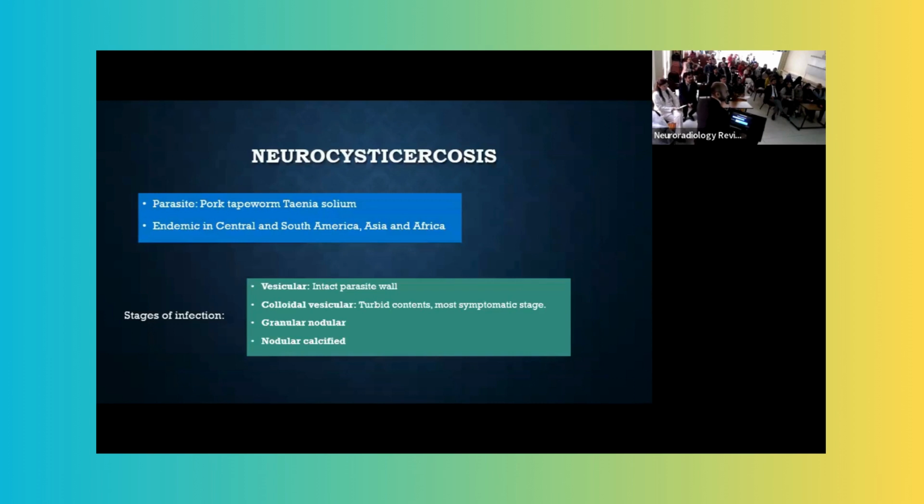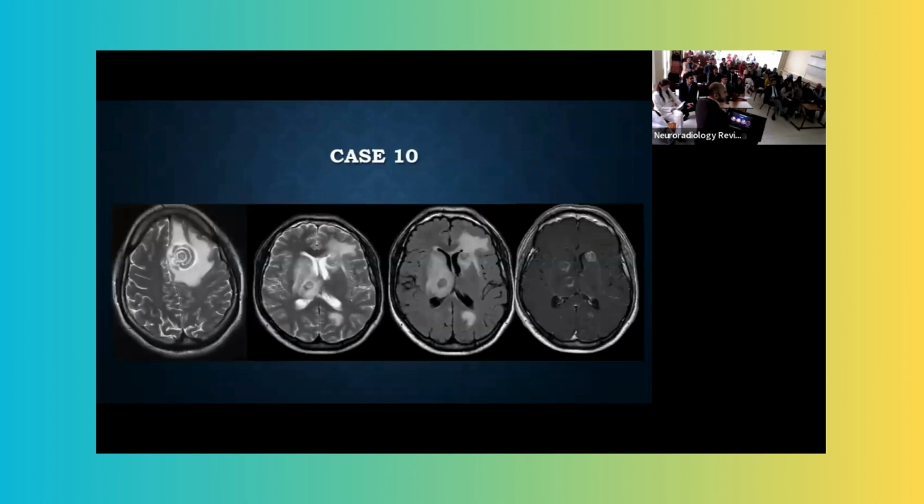So these are the stages, okay? The colloidal vesicular form is the most important one, if you remember that. This is where the parasite dies, and the brain starts causing reaction around it, okay? And then we get the edema and the enhancement and a turbid, high intensity T1 lesion, okay? So this one, 2 signs I'm showing you here, the eccentric target sign and double ring sign.